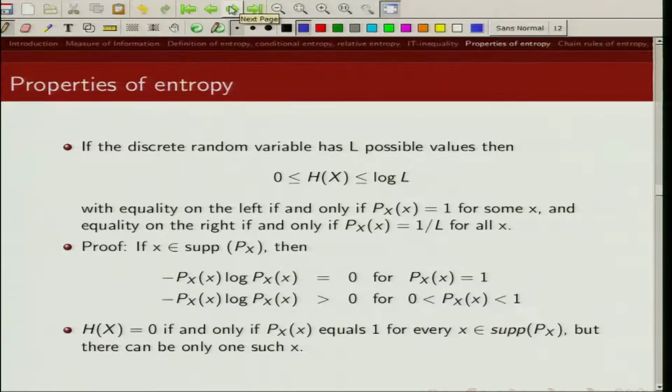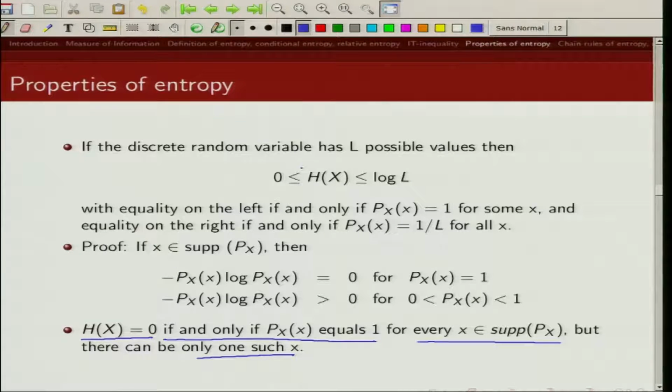Okay. So entropy will be 0 if and only if p(x) is equal to 1 for some x belonging to the support set of p(x), but there can be only one such x. For all other values of x, p of x should be 0.